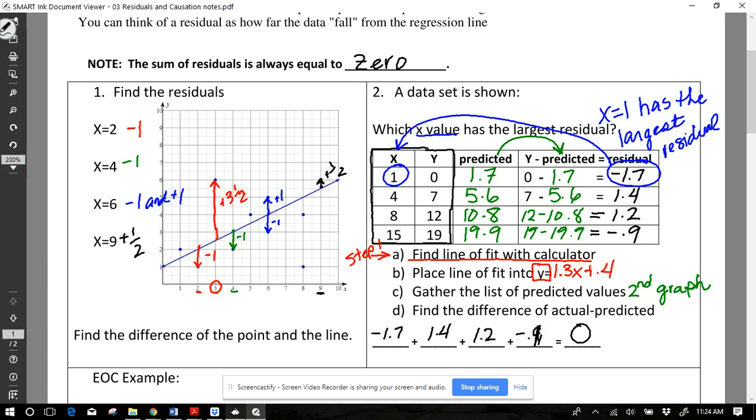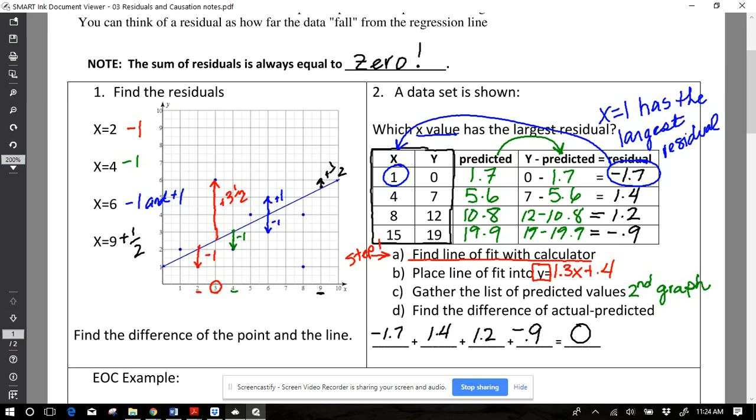Okay, so if you ever want to know if you did your residuals correctly, all you have to do is add them up. If you get 0, then you know that you've done it correctly. If you get something else, then you've made a mistake somewhere. Okay, all right, great job.